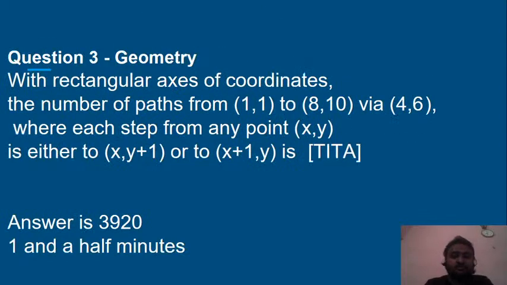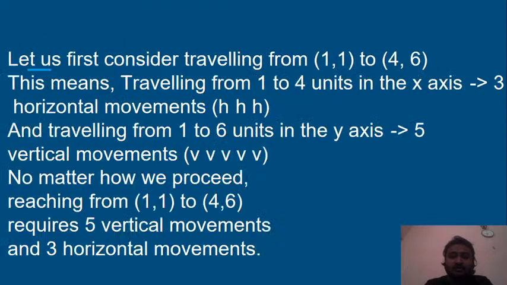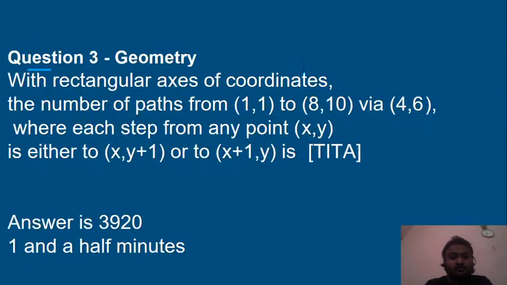So this is 3920. If you knew the trick, you could have solved it in probably 30 seconds, sorry. And if you don't know the trick and you go via the basic method, it should have taken you 1.5 to 2 minutes. So within 2 minutes you should have solved this question, marked the answer and moved ahead. So the answer is 3920.